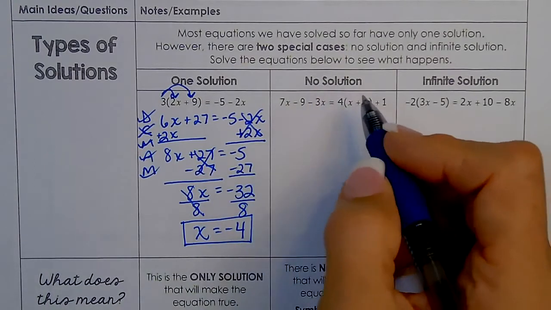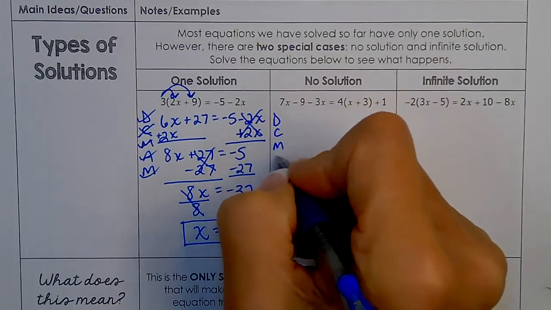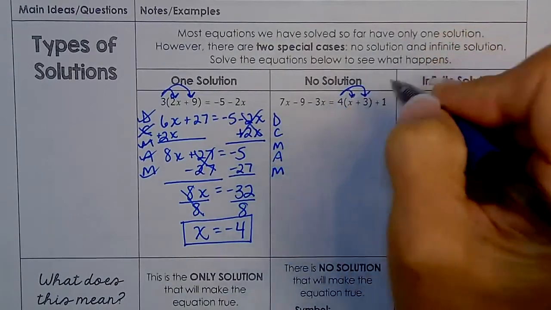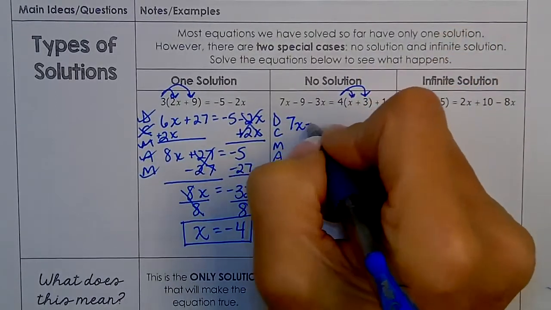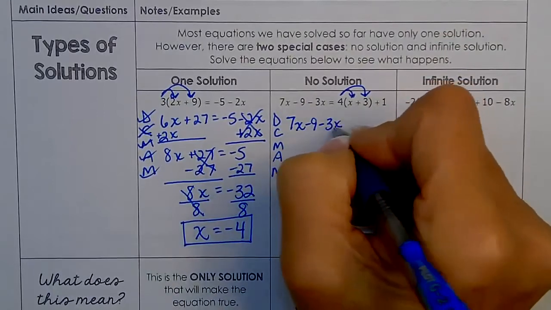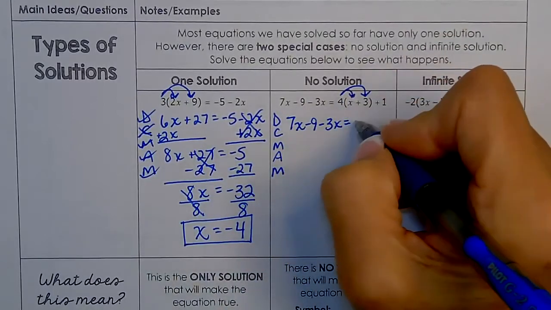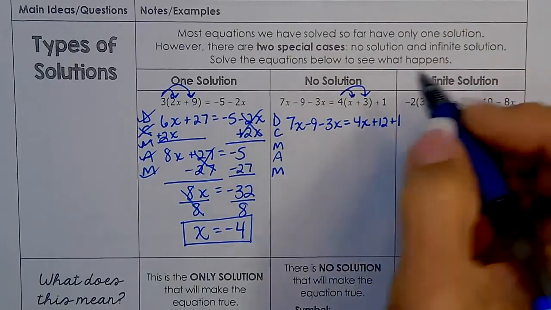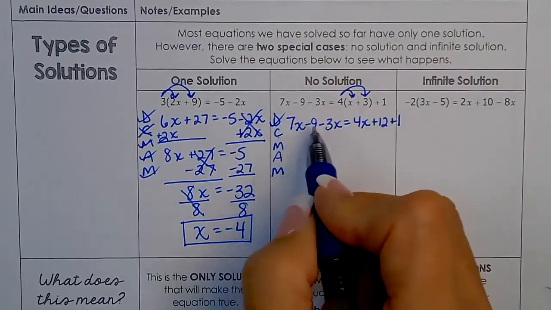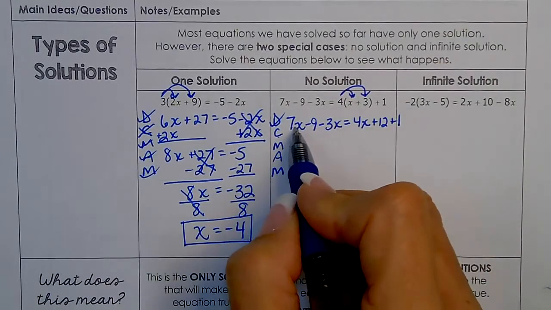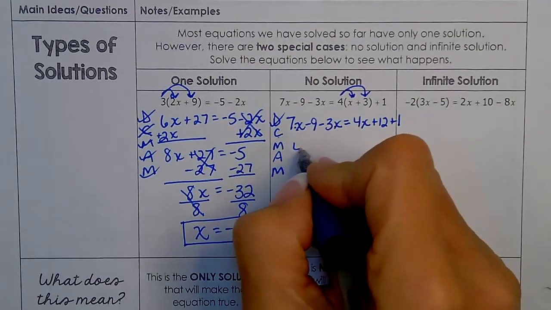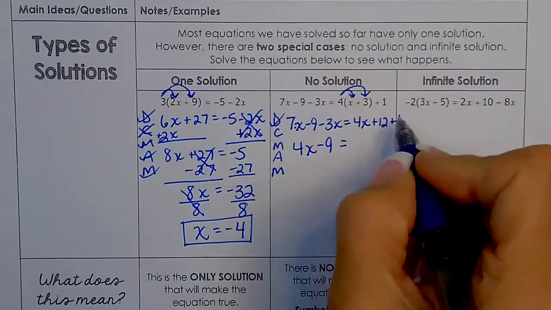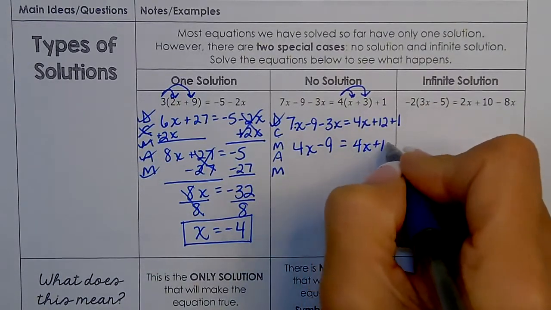Now let's do no solution. Again, "Don't call me after midnight." Here is distribute. I have 7x minus 9 minus 3x equals, time to distribute, we get 4x plus 12. Okay, combine like terms. So on this side of my equation, I can combine 7x and -3x to get 4x, and on this side, I can combine these constants to get 13.